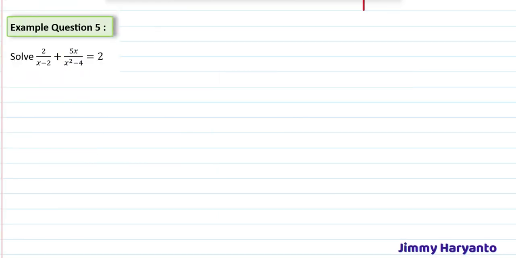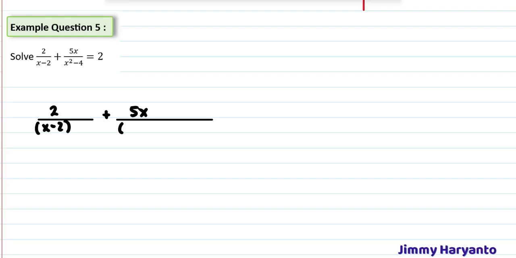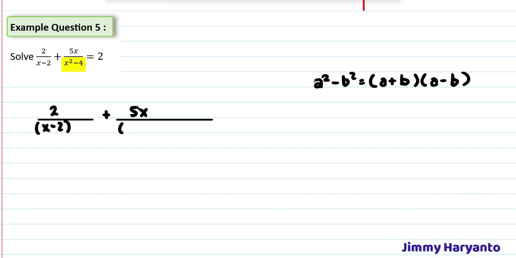And then the last example question for today, example question 5. For this one, we have fractions added to another fraction. As you already know, we have to make the denominator equal. But this time the x squared minus 4 can be factorized. You already know how to factorize x squared minus 4, right? Using this formula, a squared minus b squared will become a plus b and a minus b. That means this one will become x plus 2 and x minus 2.